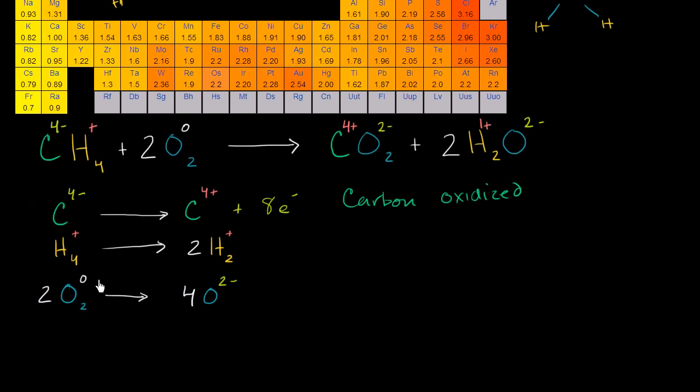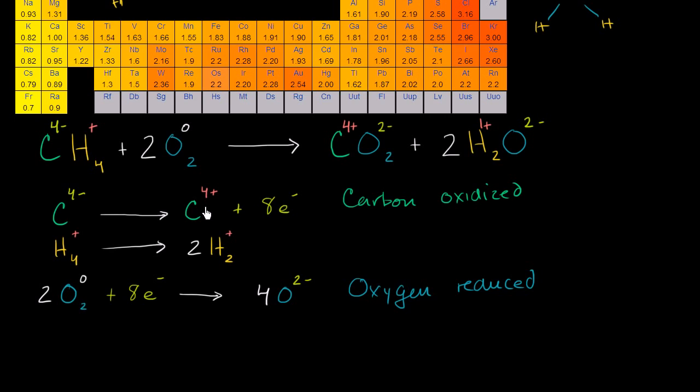Let me move this part. So cut and paste. Let me move it to the right a little bit, because what I want to show is the gaining of the electrons. So plus 8 electrons. So what happened to oxygen? Well, oxygen gained electrons. What is gaining electrons? Reduction is gaining. RIG, GER: gaining electrons is reduction. So oxygen has been reduced.